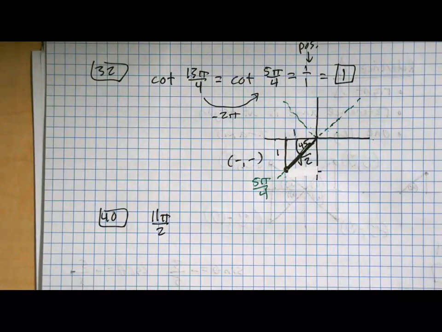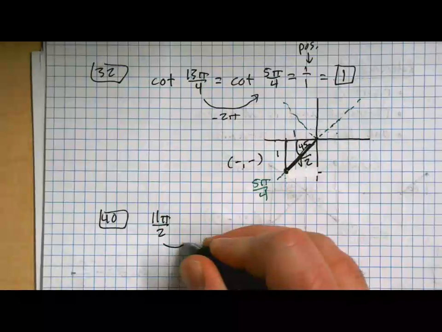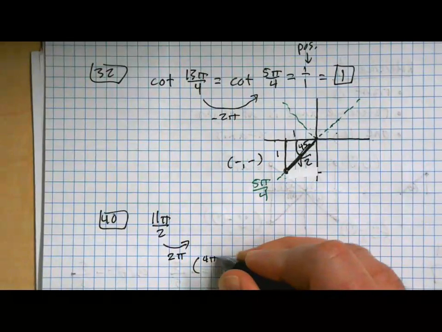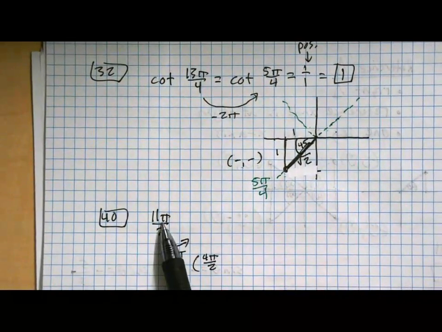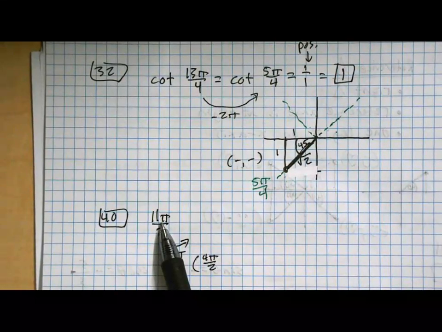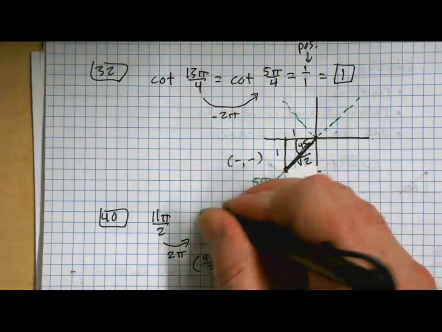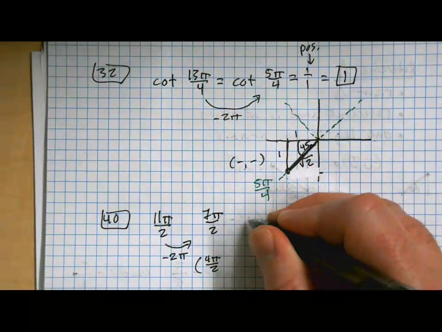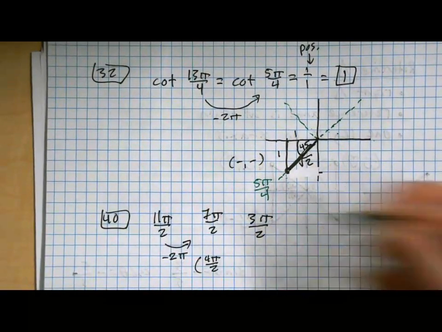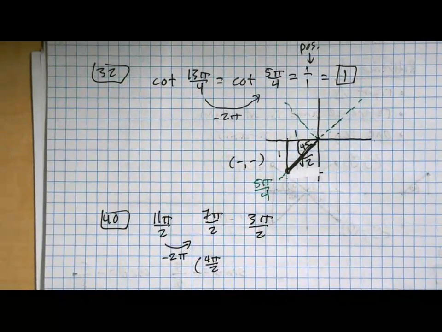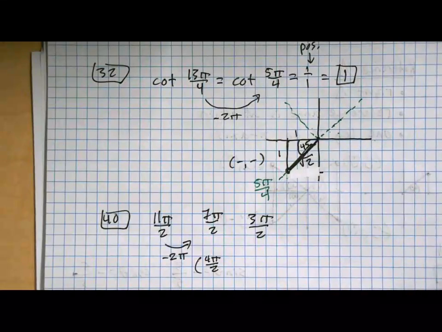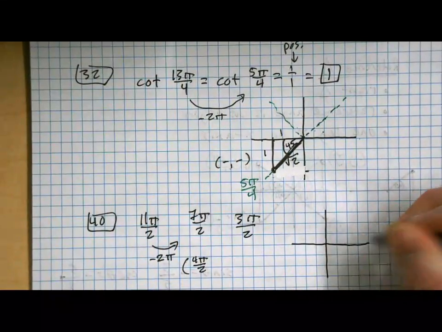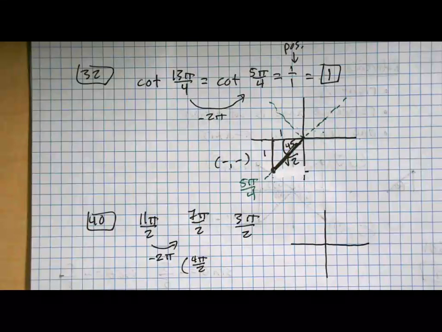3 pi over 2? We're subtracting 2 pi, but we're thinking of it as 4 pi over 2. So if we do 4 pi over 2, that gets us to 7 pi over 2. That's still too big. Minus another 4 pi over 2. But I agree, you're right. It is 3 pi over 2. And I know where 3 pi over 2 is. 3 pi over 2 is right here.